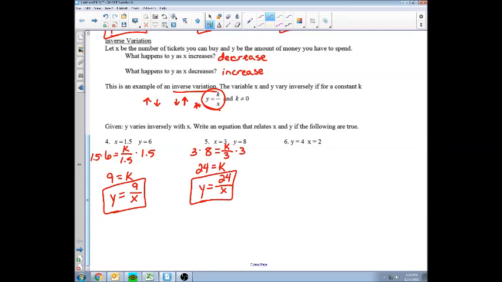Okay? On to 6, I have y equals 4 and x equals 2. I need to plug those into my formula. So 4 would equal k over 2. Multiply by 2 on both sides. 8 would equal my k value. So y would equal 8 over x. And I am done with inverse variation. Now, on to the back.